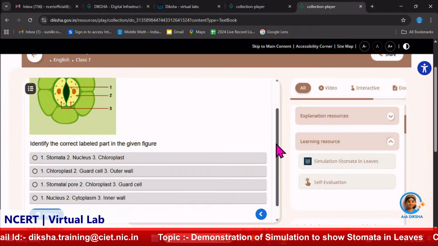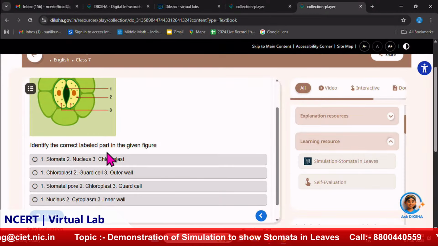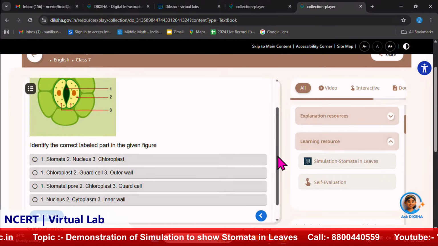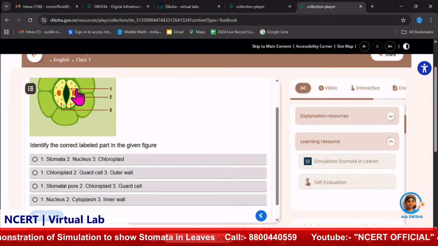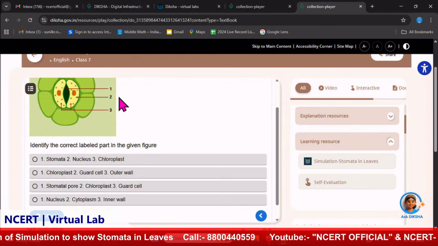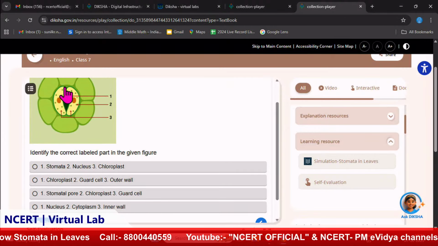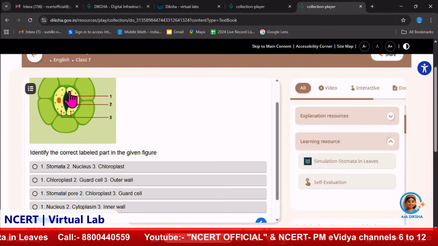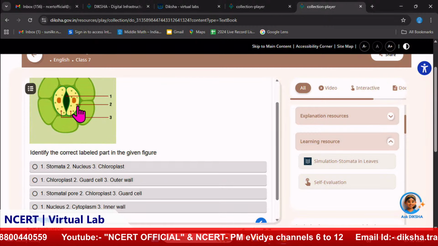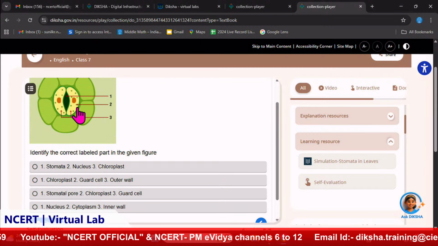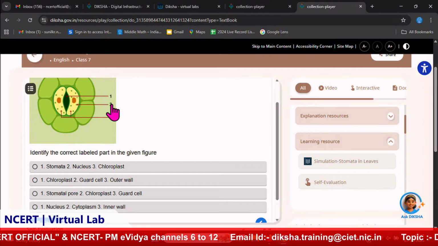So, at the end, identify the correct labeled part in the figure. The opening of the stomata is the stomatal pore. So, the first thing is stomatal pore. Now, the second thing, what is this? In the bean-like structure, what are these dotted parts? These are the chloroplasts. They are helpful in capturing light energy. So, the second thing is chloroplast.